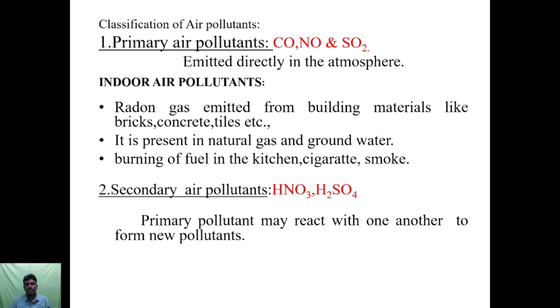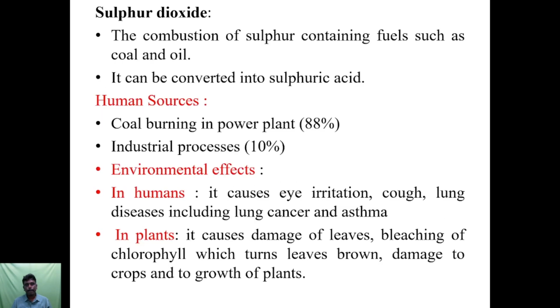Air pollutants are classified into primary air pollutants and secondary air pollutants. Primary air pollutants are emitted directly into the atmosphere. Secondary air pollutants react with one another to form new pollutants. Then human sources: coal burning in power plants 88%, industrial processes 10%.